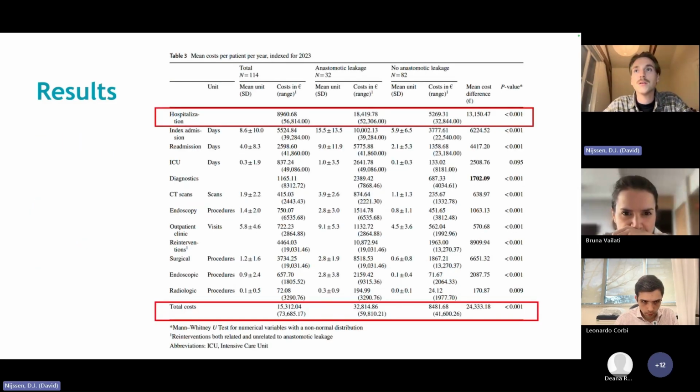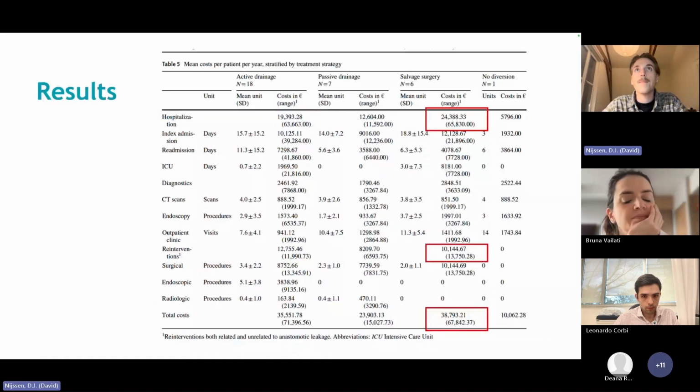And these are the costs that we calculated and the categories that we used in the study. And the most important column, of course, is the total cost, where you can see that patients with an anastomotic leak imply almost 25,000 euros more in the first post-operative year. And most of the costs are explained by the hospitalization. So that is the most expensive part of these patients.